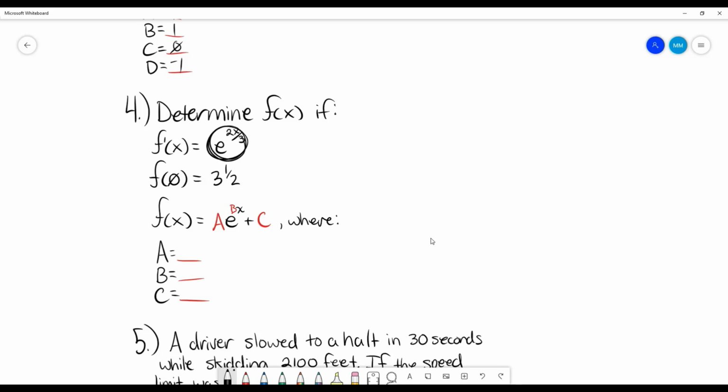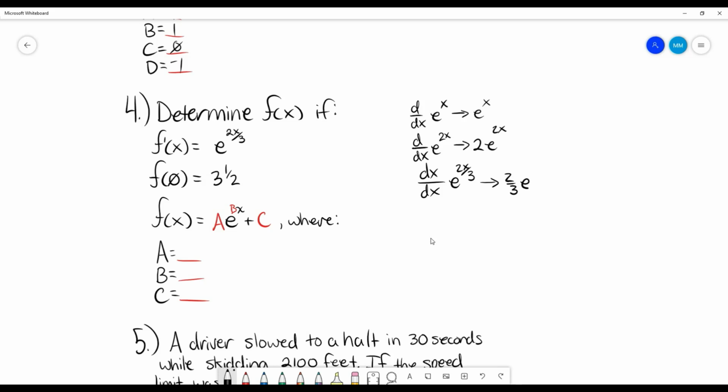Doing this, I know that the derivative of e to the power of x is always just itself, right? I know that the derivative of e to the power of something times x, like 2x, is going to be chain rule. I'm going to multiply that in front. And it's always going to be like that. Therefore, if I take the derivative of this, that's just going to be 2/3 times e to that. Okay? You see where I'm going with this?